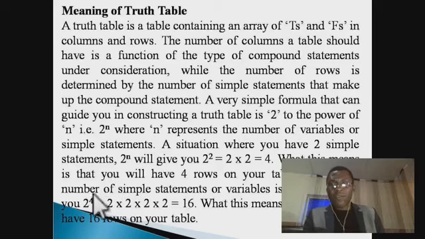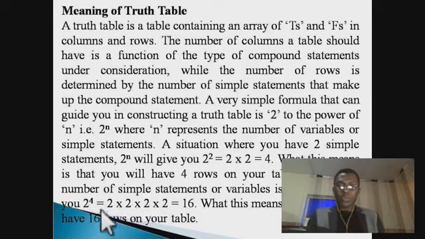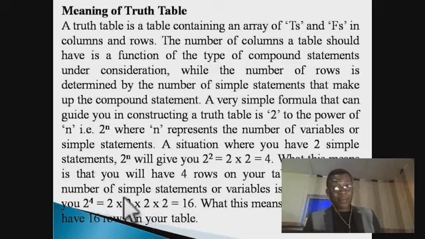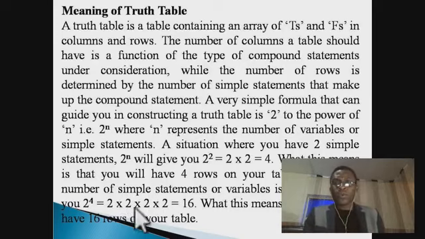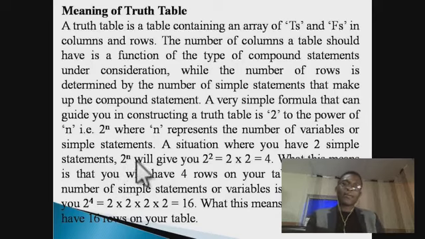If you have 4 variables there, then 2 raised to the power n would be 2 raised to the power 4, and then you are going to have 2 times 2 times 2 times 2. 2 times 2 is 4, 4 times 2 is 8, 8 times 2 is 16. If you have 3 statements there, then you have 2 raised to the power 3, which will give you 2 times 2, 4, 4 times 2, 8. It means you're going to have 8 rows. That is how it goes. So we just need to take note of this formula, 2 raised to the power n, where n is the number of variables.